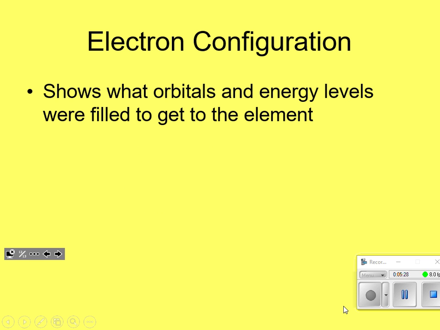Now, I don't know if you even have to write down this definition of show what orbitals and energy levels will fill to get to the element. Instead, what I'm going to do is show you the electron configuration for potassium. In other words, in your notes today, I'm showing you the orbital notation for potassium. Now I'm going to show you the electron configuration for potassium. By showing you the same element, we can compare how the two are different from one another and how they're similar to one another.